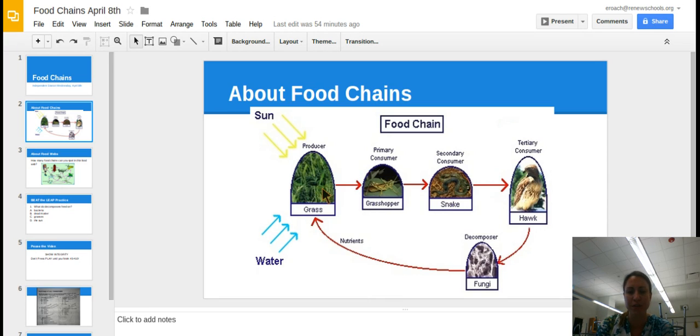What does a producer need in order to make nutrients? Fill that in on your notes. What nutrients does the grasshopper consume? What nutrients does the snake consume? What nutrients does the hawk consume? Because the grasshopper, the snake, and the hawk all consume other organisms, they're called consumers.